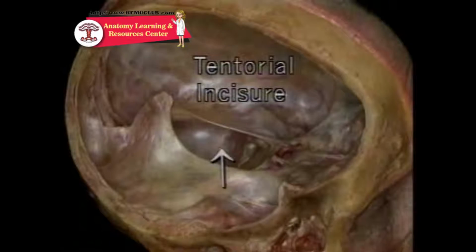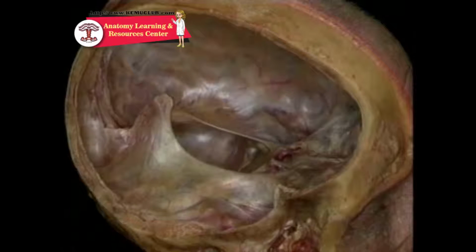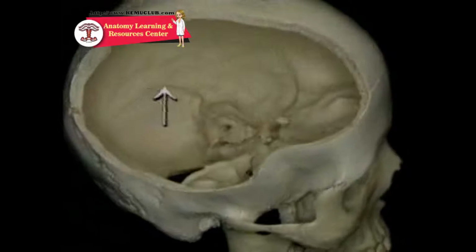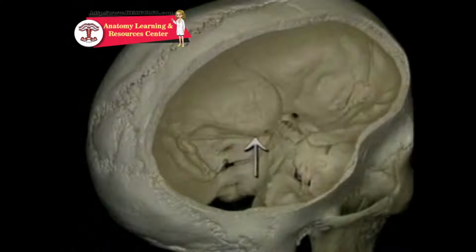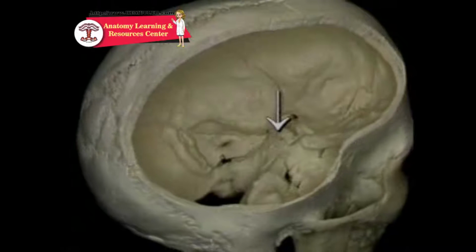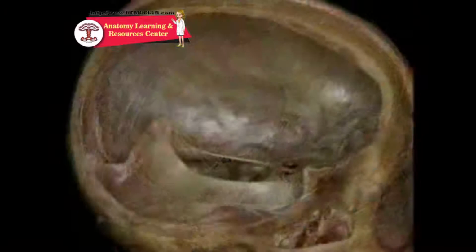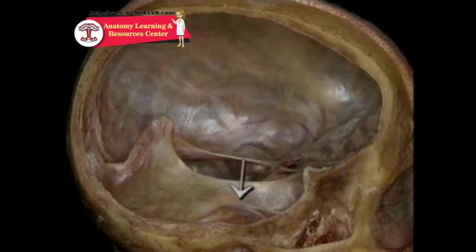This opening in the tentorium is called the tentorial incisure. The brainstem passes through it. The tentorium is attached along this line on the occipital bone and along the edge of the petrous temporal bone. Its attachment ends at the posterior clinoid process. The upper surface of the tentorium is continuous with the dura of the floor of the middle cranial fossa.